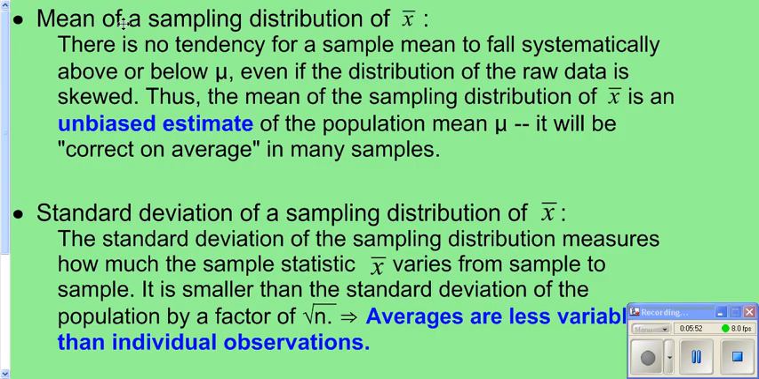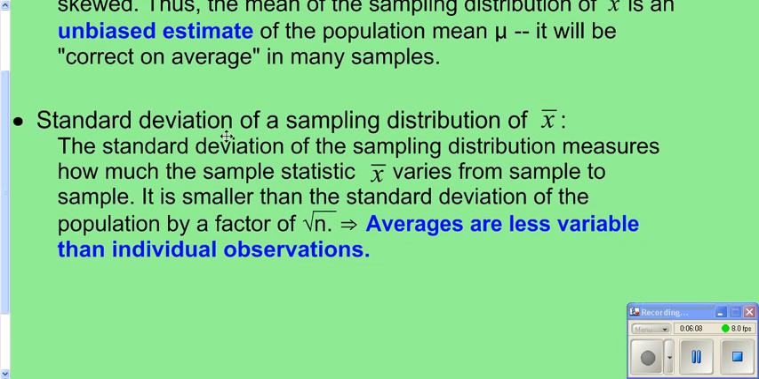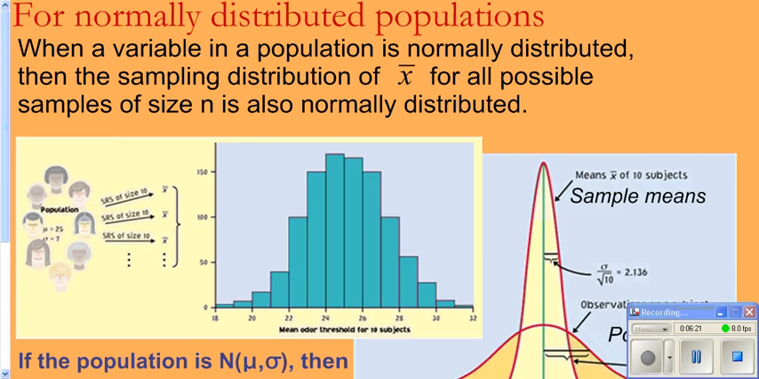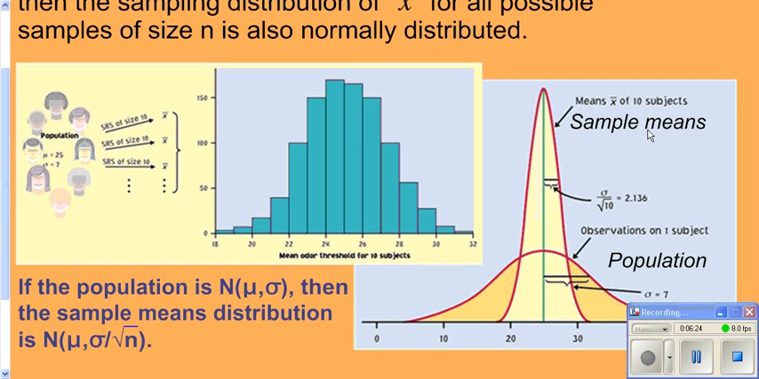When we're saying that the average of our averages should match up with our population mean, we're saying that that should be an unbiased estimate, meaning on average it should be correct. But your standard deviation, because you're dealing with samples and samples don't vary as much, ends up being sigma over the square root of n for the standard deviation of your sampling distribution.